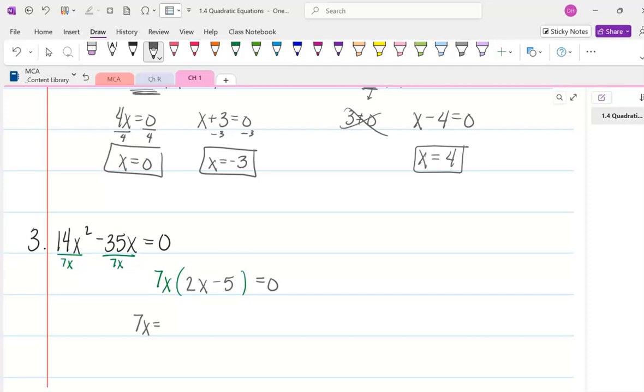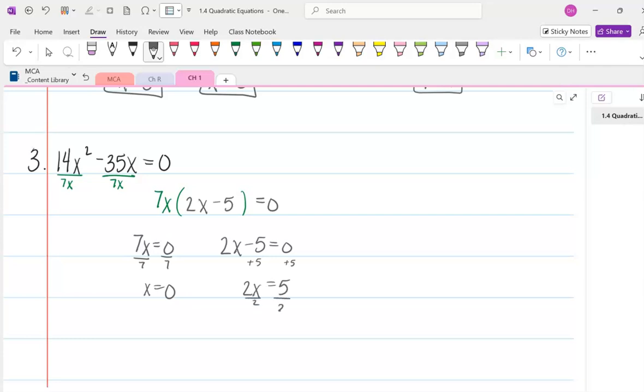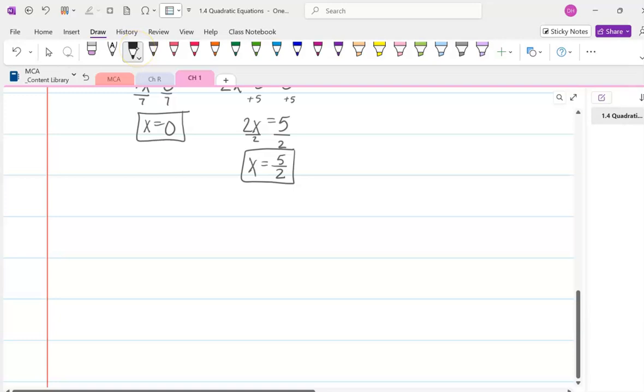So we set 7x equal to 0. So again, divide by 7, divide by 7. I'm really liking the number 2 today. x equals 0. And then we've got 2x minus 5 equals 0. So I'm going to add 5 to both sides. So you've got 2x equals positive 5, and then divide by 2. So you've got x equals 5 over 2 is our other answer. So those are factoring. We just did some GCF problems. Now let's get into the next set.